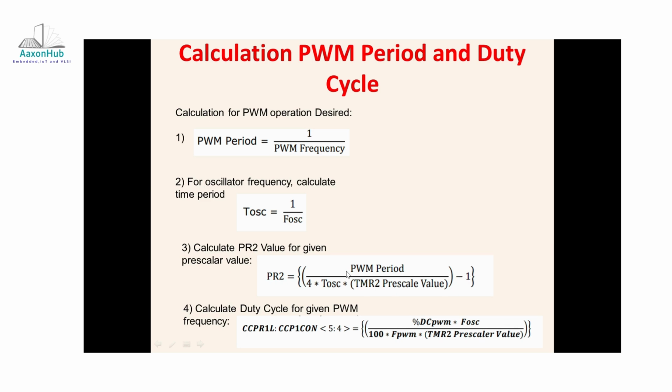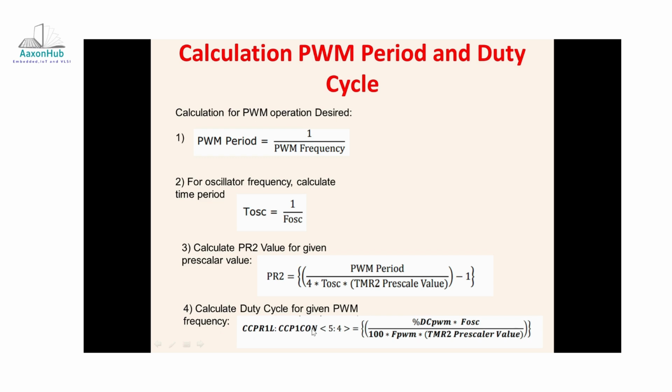So to complete one simple operation of that particular PWM period, it will take around 4 clock cycles. That's why this number 4 is mentioned under it. On that basis, you can evaluate the PR2 value, and now for this given period, you need to calculate the PWM duty cycle.